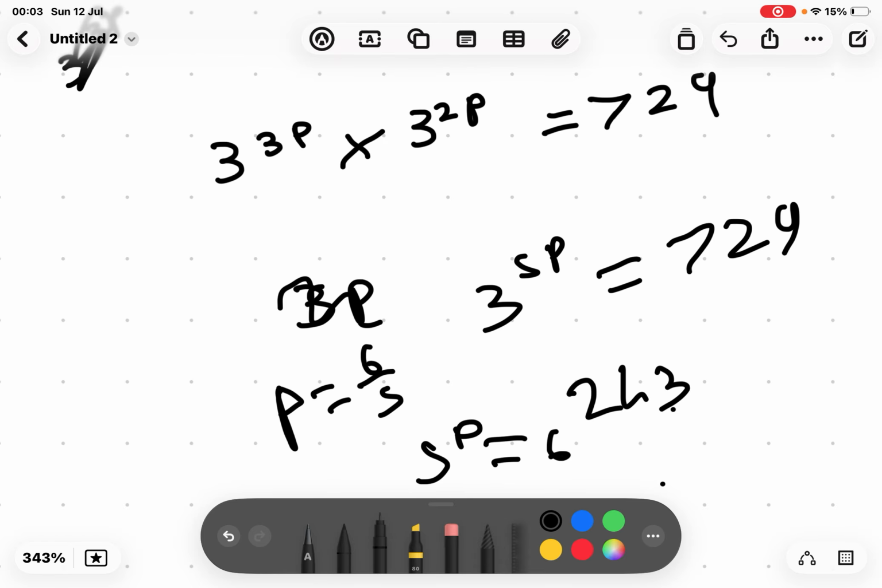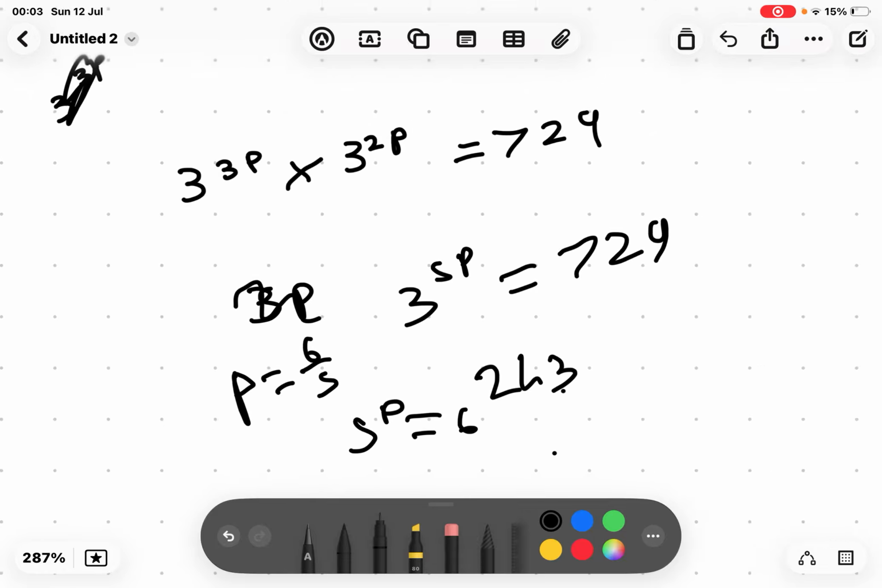So you might have to use a little bit of trial and error, but you should be able to find reasonably quickly that 729 is the same thing as 3 to the power of 6, okay? So now we can... That is what it was.